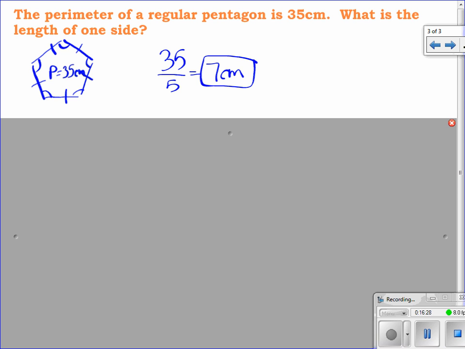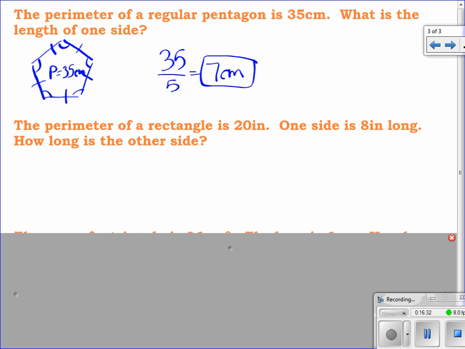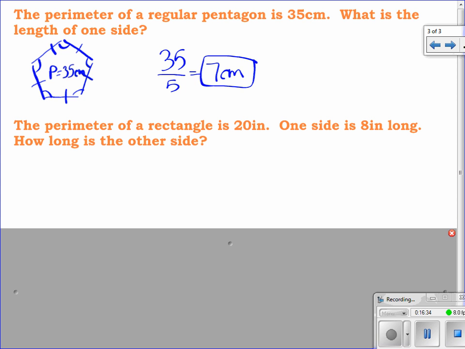Perimeter of a rectangle. So as soon as you see what shape they're talking about, you're going to want to draw the picture. Okay, a rectangle has 4 right angles. One side, the perimeter is 20 inches. One side is 8 inches long, which means the side opposite that side is also 8 inches long. And we don't know the length of the other side.